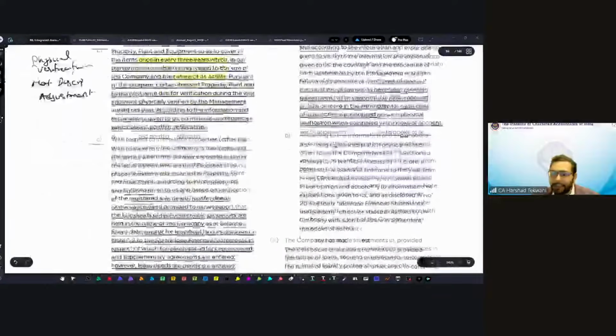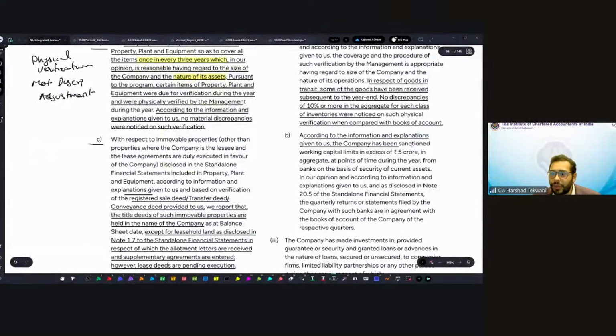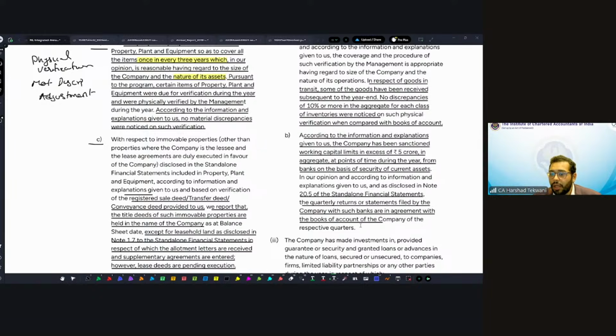The second part is, according to the explanation given to us, some working capital loans in excess of 5 crore were there, on the basis of security of current assets. In our opinion, according to the explanation given to us, disclosed in note 25 of the standalone financial statement, the quarterly returns or statements filed by the company with such banks are in agreement with the books of accounts of the company of the respective quarters.